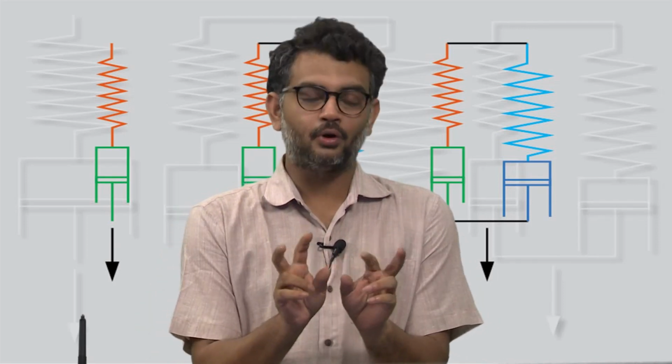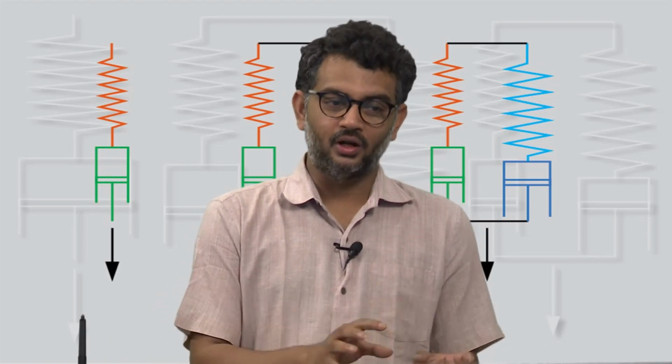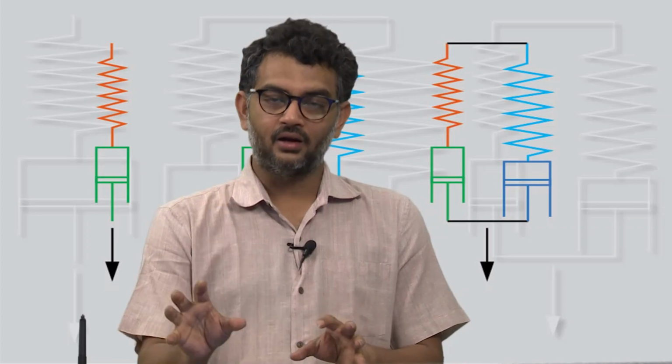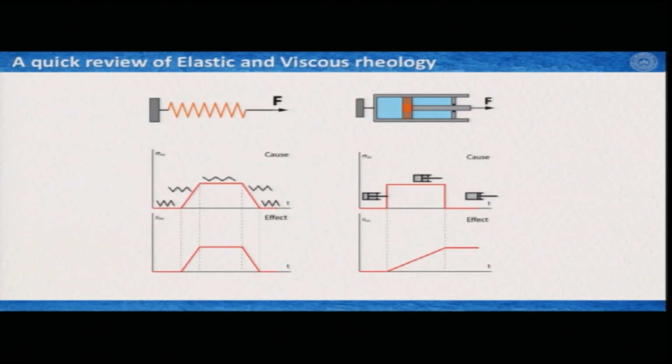So, this is the range where we can apply viscoelastic rheology, the combination of elasticity and viscosity. We combine them together in different ways, and then we can apply this viscoelasticity to explain the behavior of the deformation. The materials that behave elastically on short time scales and in a viscous manner on long time scales are known as viscoelastic materials. So, let us have a quick review of what we have learned for viscous and elastic rheology.